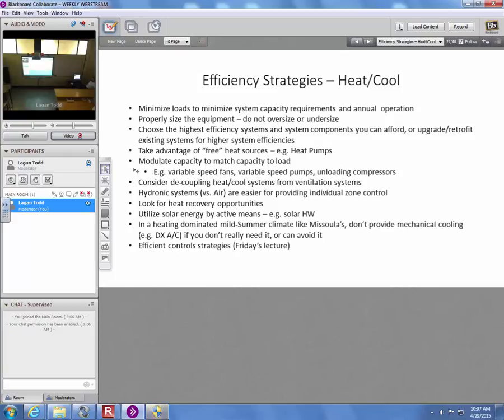A lot of more sophisticated furnaces and boilers can do that. If you need very little heating, it fires at a low rate. As the demand for heating increases, the fire rate turns up. So you start opening a gas valve more and introducing more combustion air.